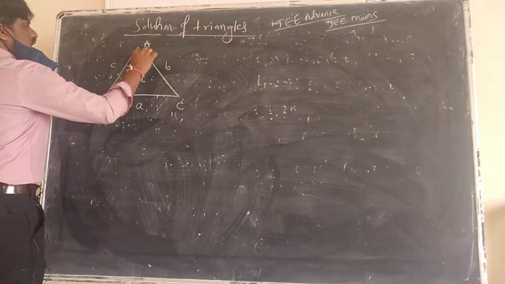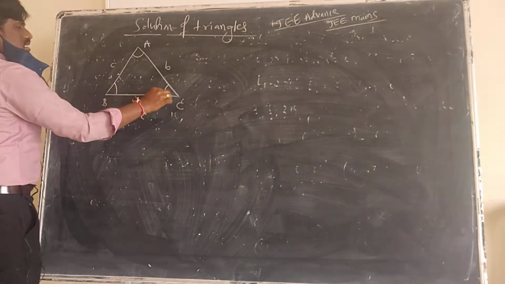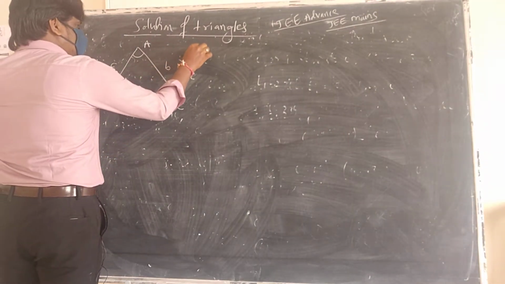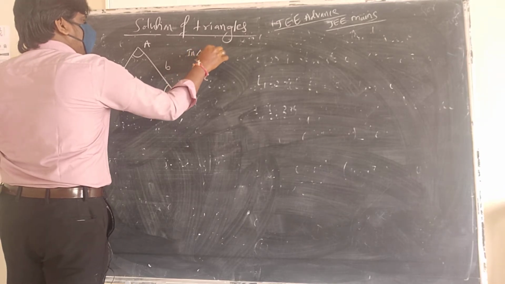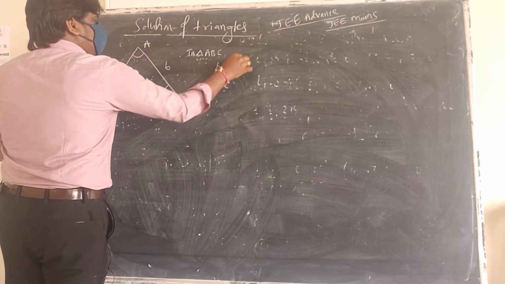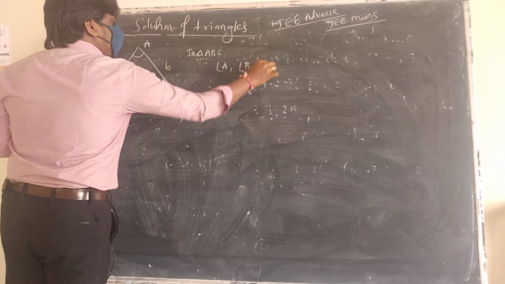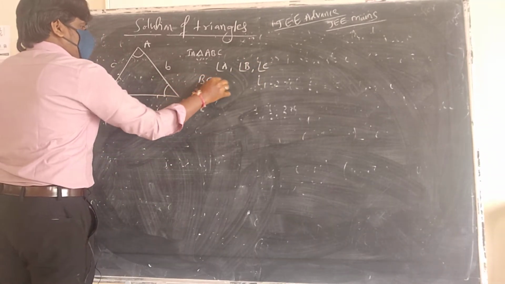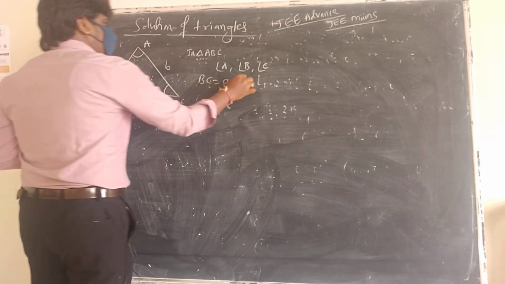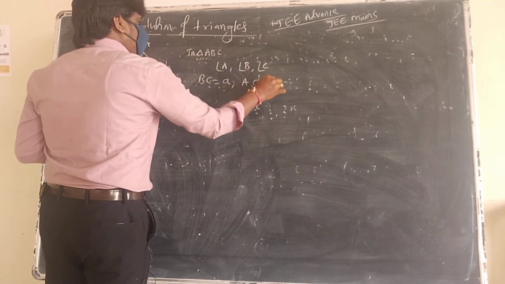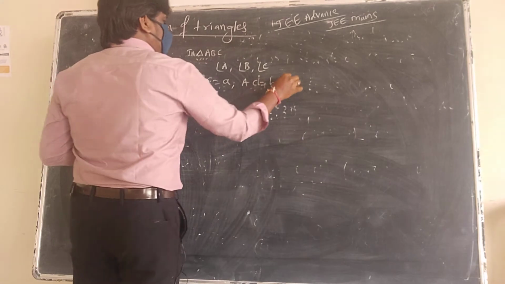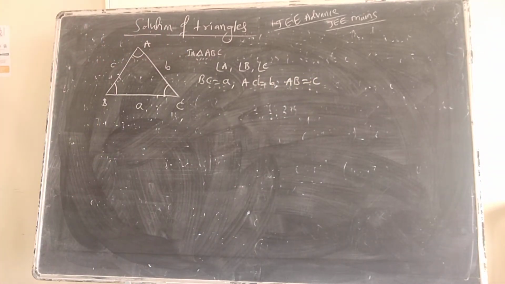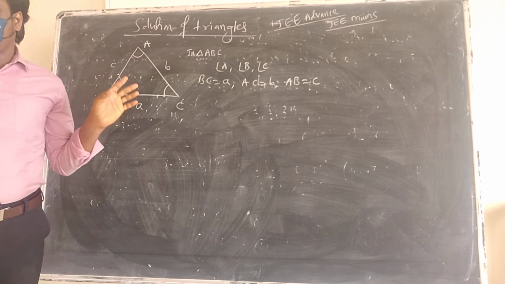And this is angle A, angle B, angle C. So in triangle ABC, A, B, C are angles. The length of BC is equal to a. The length of AC is equal to b. The length of AB is equal to c. So we can say these are the lengths of the sides.